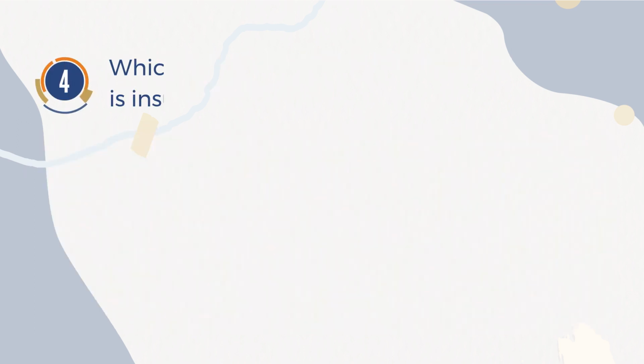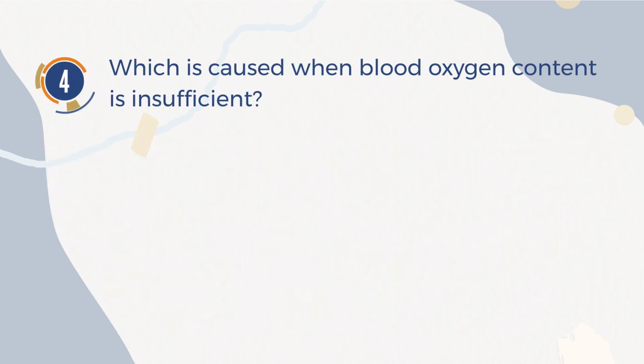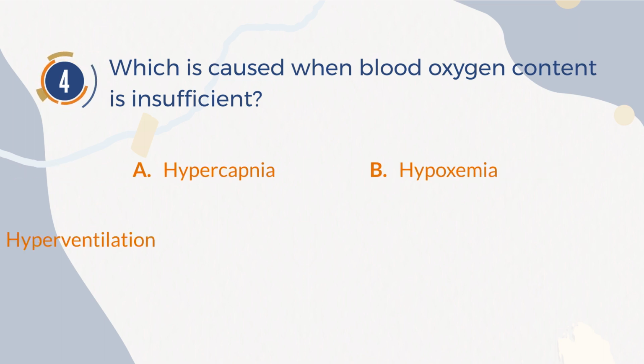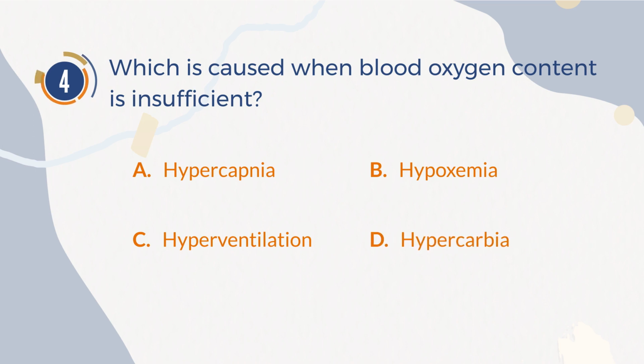Number 4. Which is caused when blood oxygen content is insufficient? A. Hypercapnia. B. Hypoxemia. C. Hyperventilation. D. Hypercarbia. The correct answer is B.